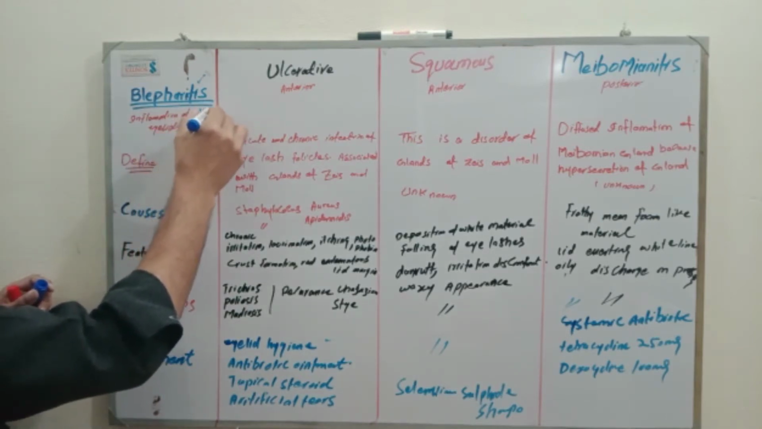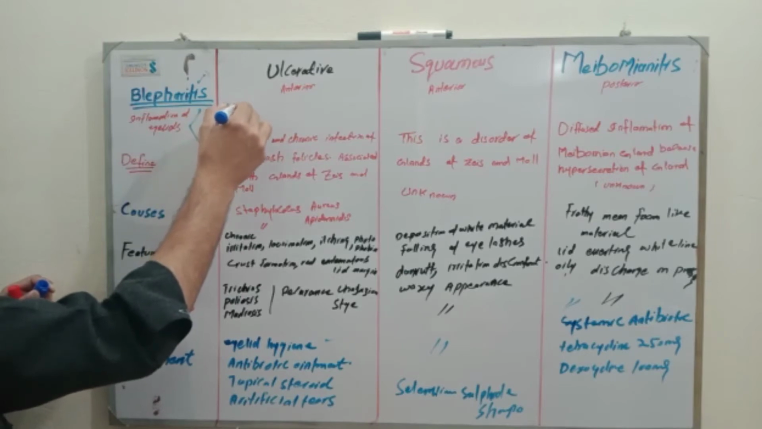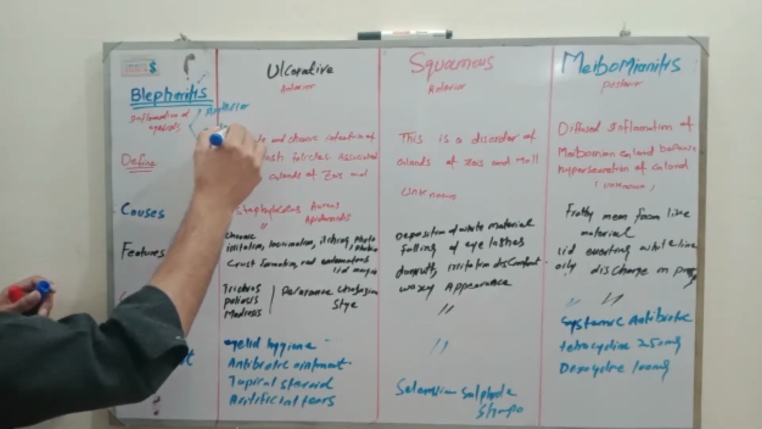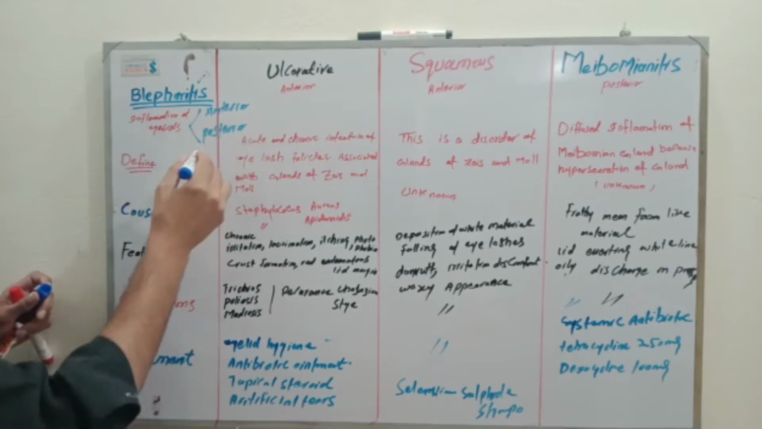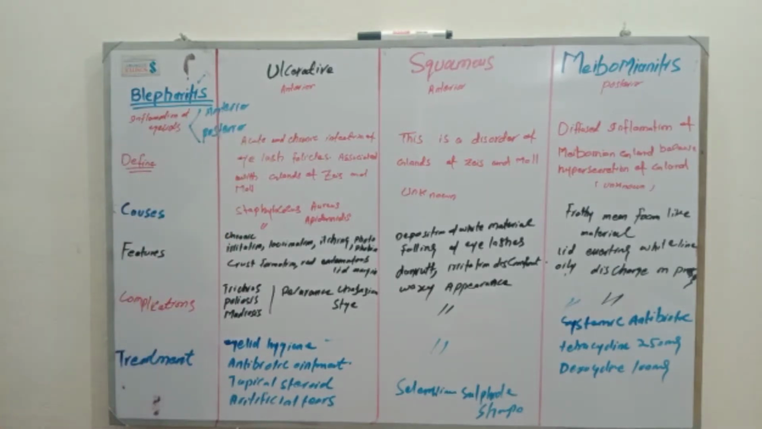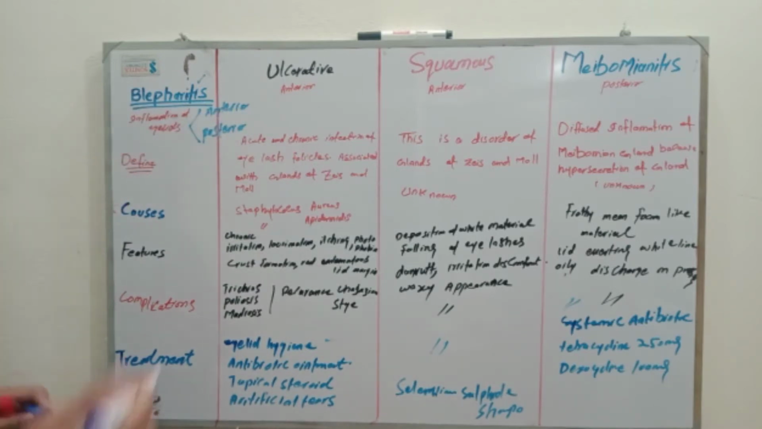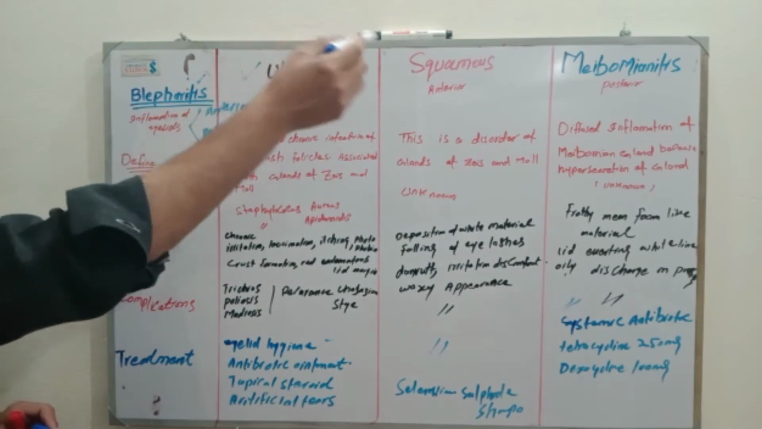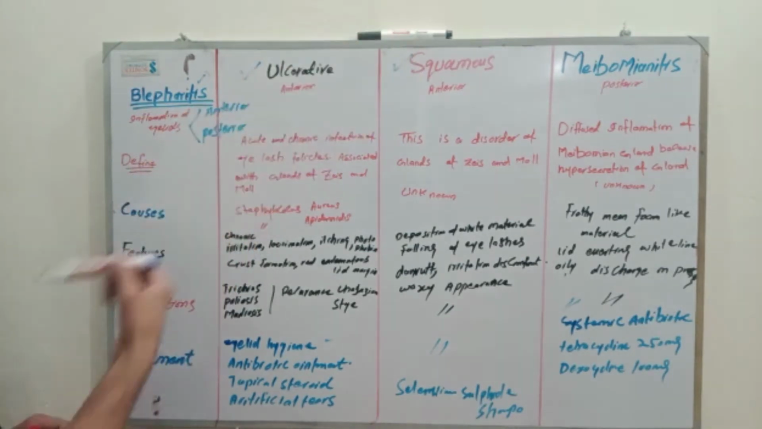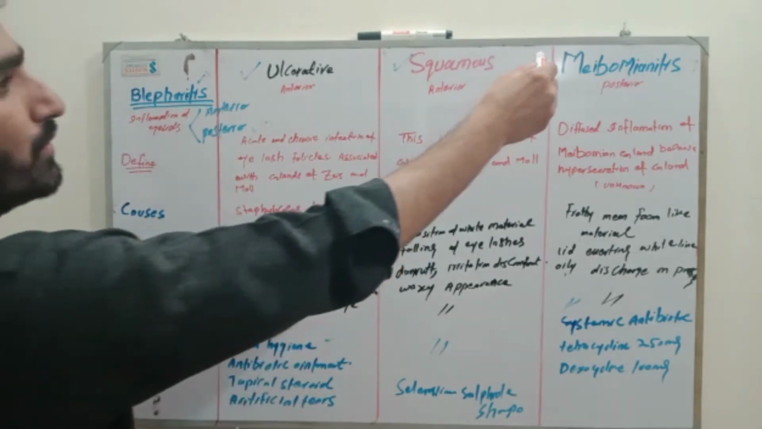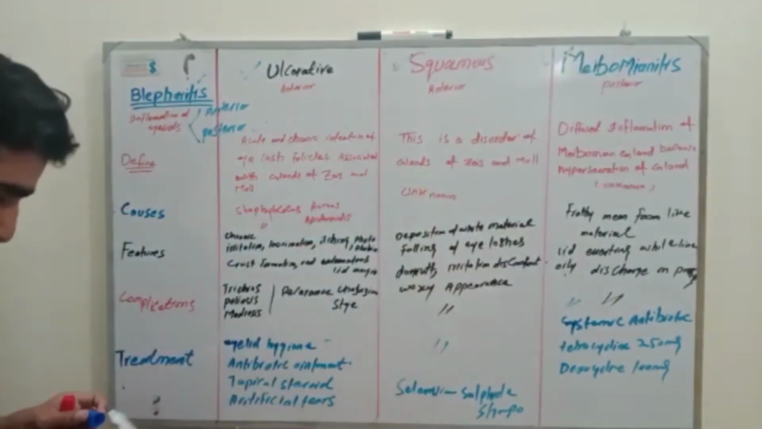Anterior blepharitis and posterior blepharitis. Now we will explain these further. If we talk about anterior blepharitis, there are two types of anterior blepharitis: ulcerative blepharitis and squamous blepharitis. If we talk about posterior blepharitis, this is only Meibomian blepharitis.